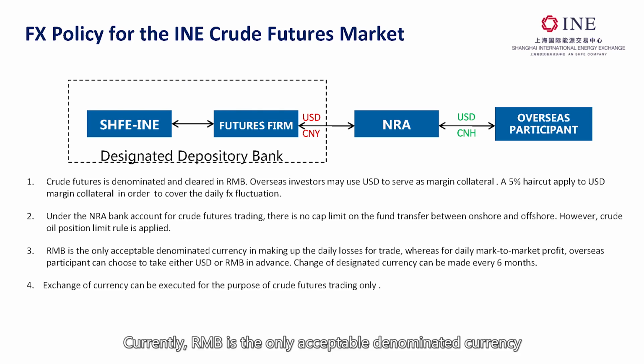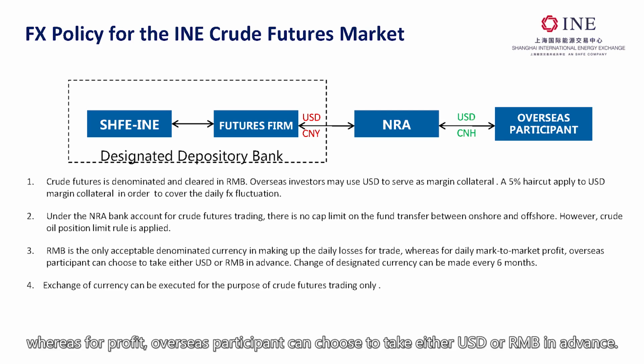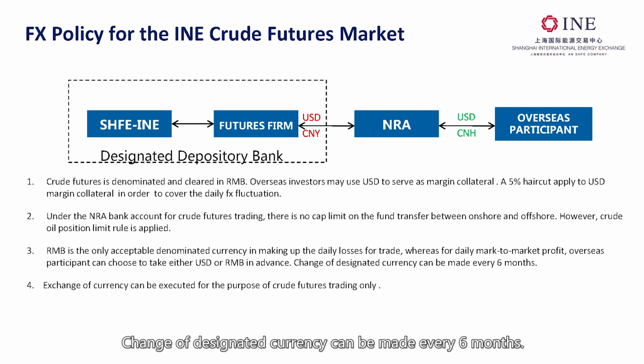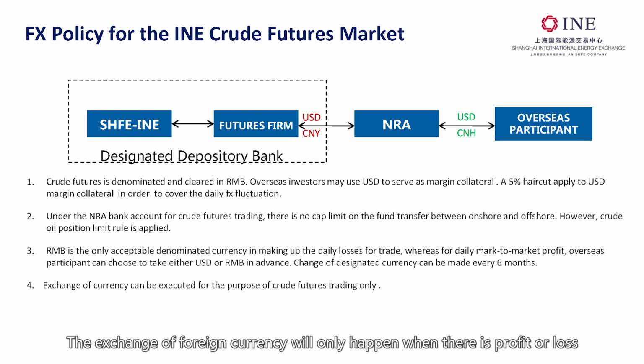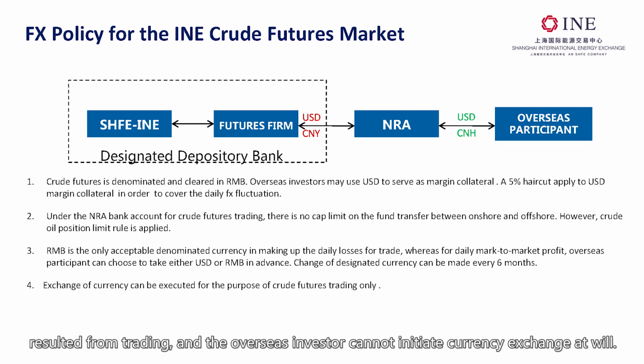Currently, RMB is the only acceptable denominated currency in making up the daily loss from trade, whereas for profit, overseas participants can choose to take either US dollar or RMB in advance. Change of designated currency can be made every 6 months. The exchange of foreign currency will only happen when there is a profit or loss resulted from trading. An overseas investor cannot initiate currency exchange at will.